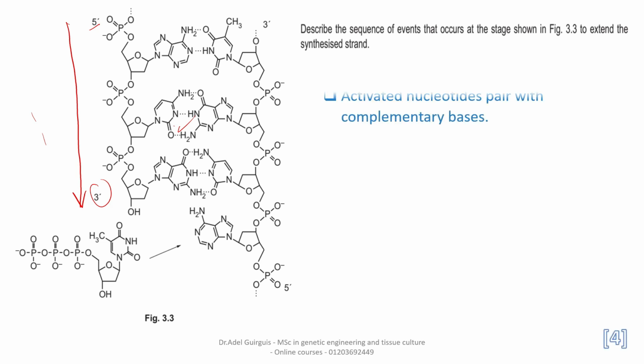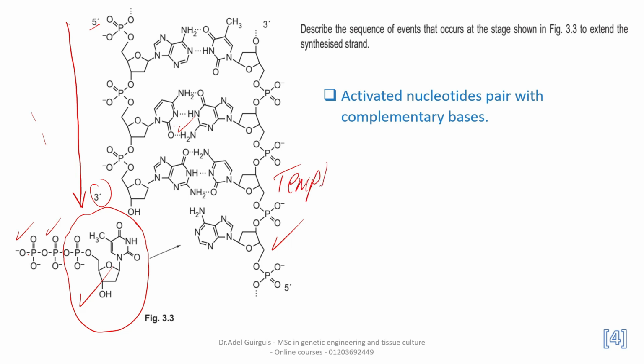Okay, for 4 marks. Activated nucleotides, from where? Here, this is activated. Each nucleotide normally contains only 1 phosphate group, here 2 extra phosphate groups. So these activated nucleotides pair with complementary bases of the original or template strand. This is called the template strand or complementary strand. Activated nucleotides pair with complementary bases.